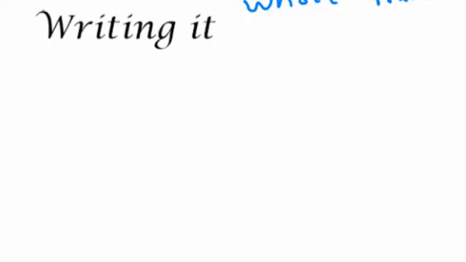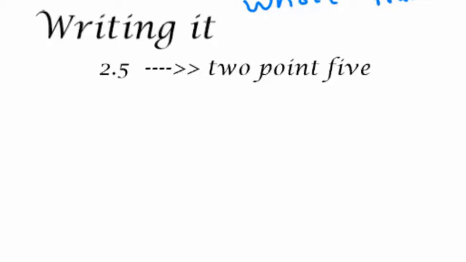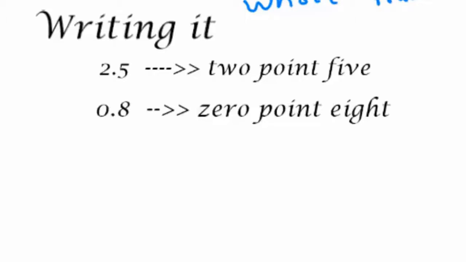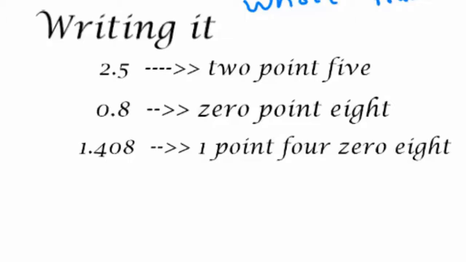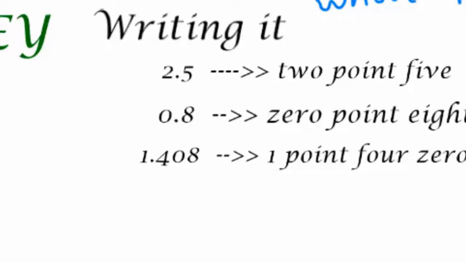Let's continue by thinking about how I write decimals. Well, 2.5 is going to be simply written as 2.5. I continue by looking at 0.8, even with the 0 being in front of the decimal, and a 1.408. However many numbers we have before or after the decimal can simply be written and added in.